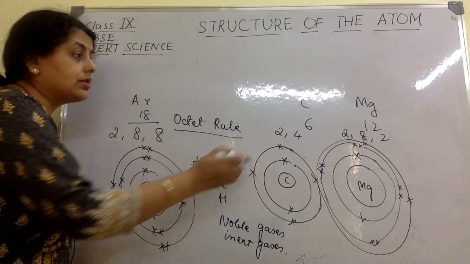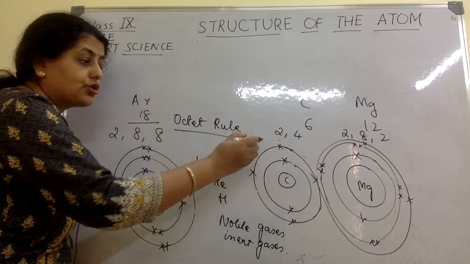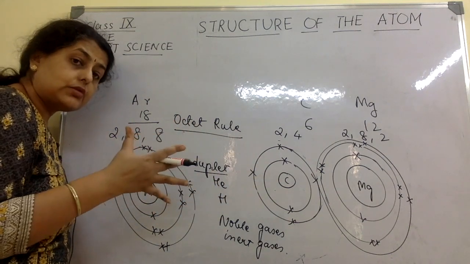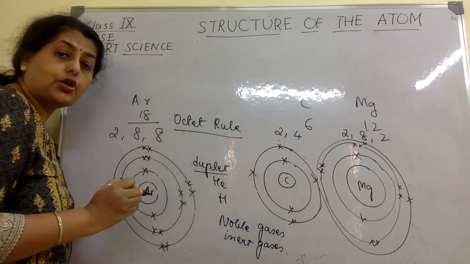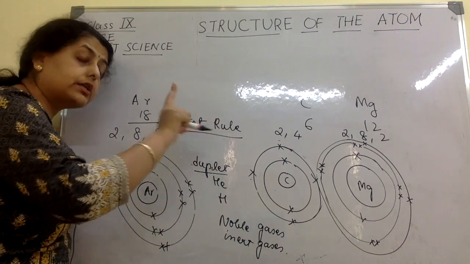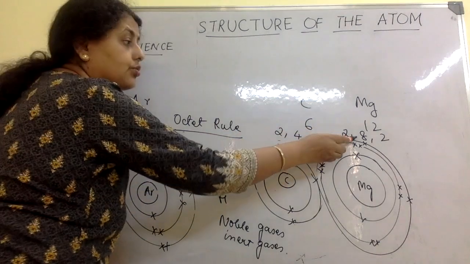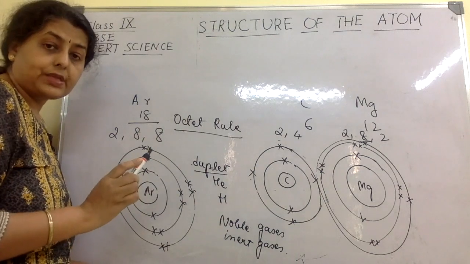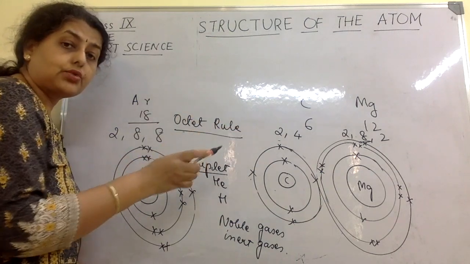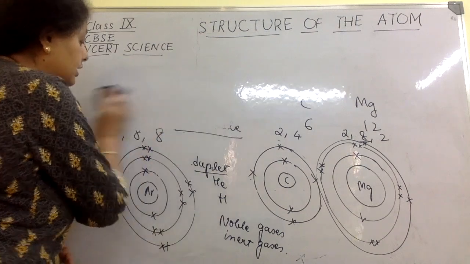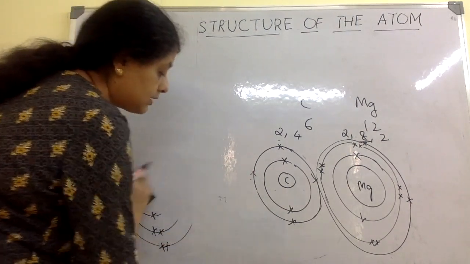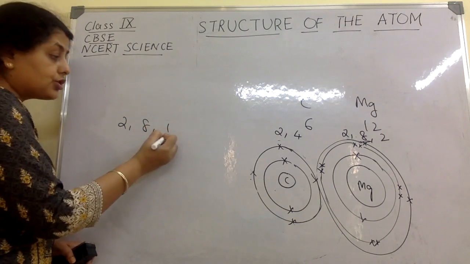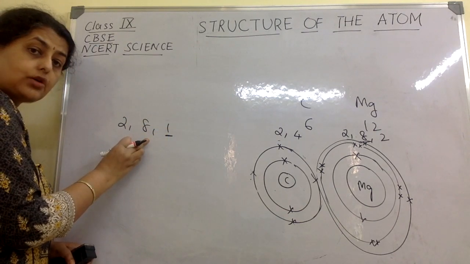Carbon has 2 and 4, so carbon is always looking for another 4 to complete its octet. Magnesium is trying to give out those 2 to attain octet. If it gives out 2, then the last orbit will have 8 for magnesium. So magnesium wants to give out that 2. Before this we saw sodium, which is 2, 8 and 1. So sodium wants to give this out so that it can attain octet.